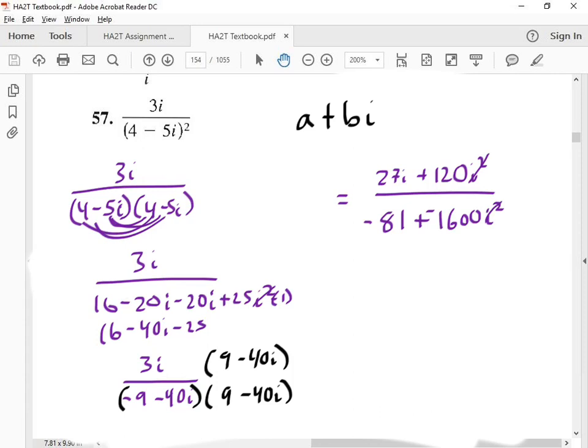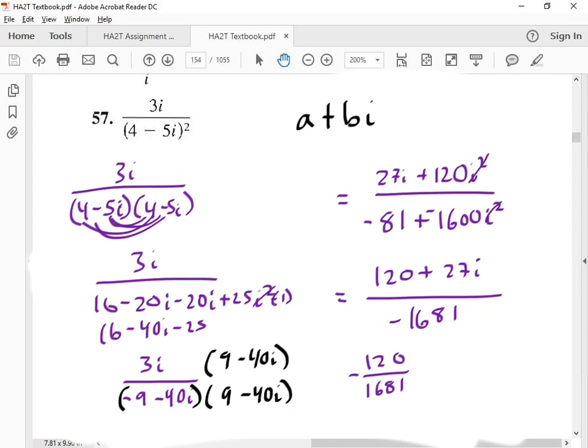So now I have 120, we'll put the 120 first, and we'll put the i second, so 27i. And then on the bottom, we have negative 1681. This is disgusting. We have 120 over 1,681, and that's a negative. And then the next one is going to be a negative 27 over 1,681, and then we drop that i out in front. I can clearly see what my a is and what my b is.